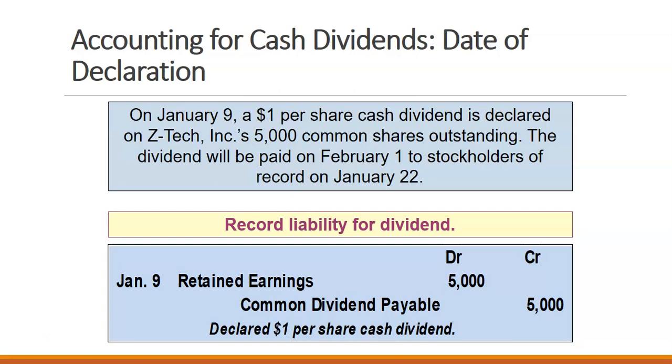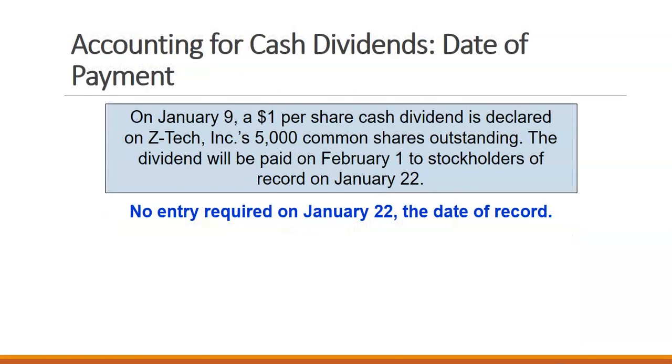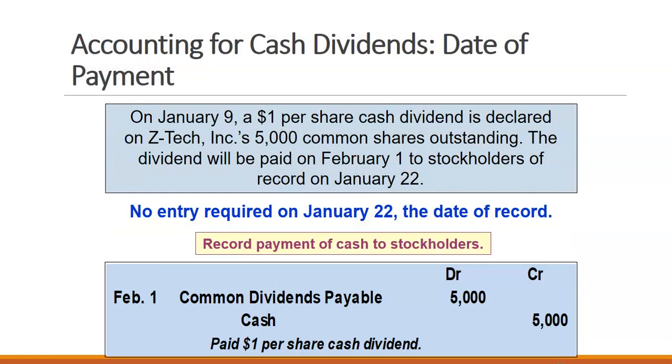So first we record a liability. We remove $5,000 from retained earnings and we create a dividend payable to pay out our cash dividend. On February 1st, we pay those cash dividends. There's no journal entry for the date of record. That is simply the date at which the owners of the stock are recorded, and we determine who gets the dividend for that stock.